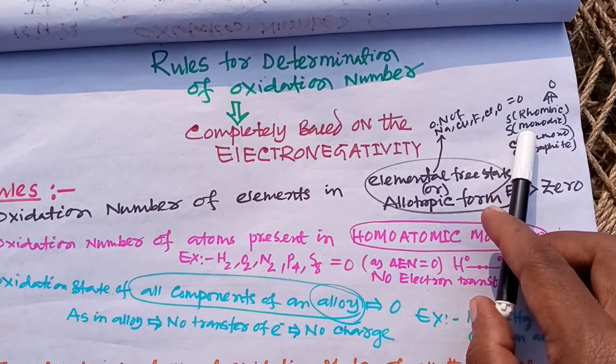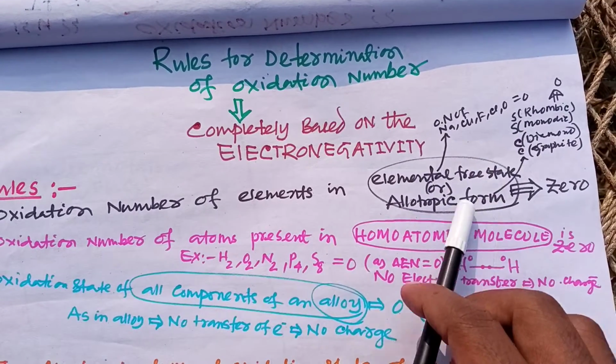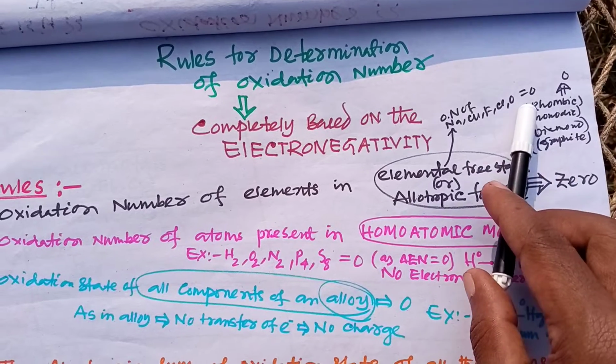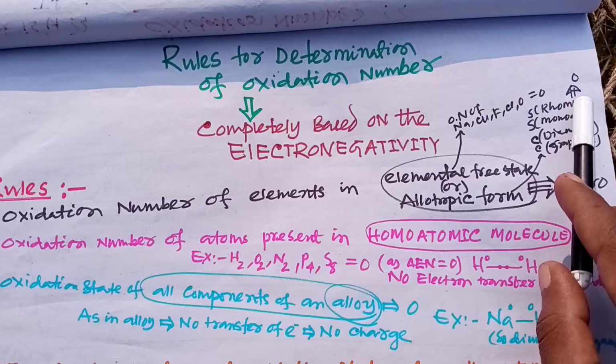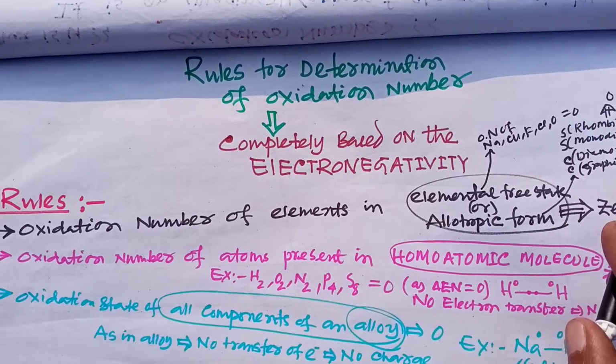Similarly, in allotropic form also it is 0. For example, sulfur rhombic 0, sulfur monoclinic 0, carbon diamond 0, and carbon graphite is also 0.